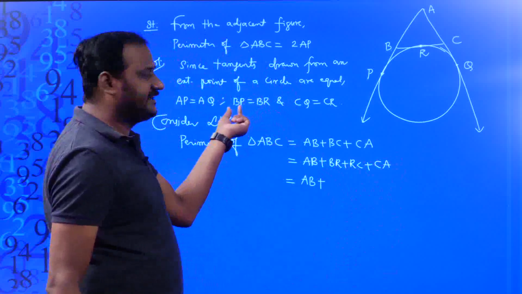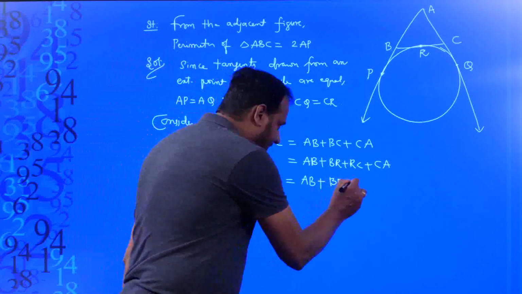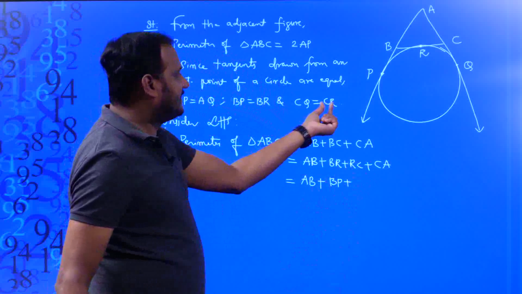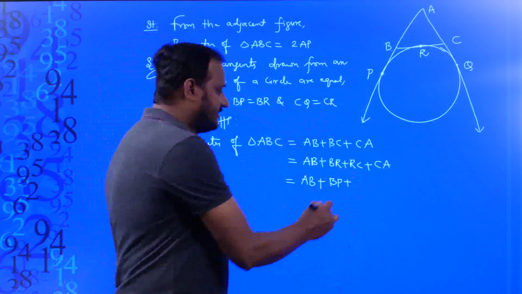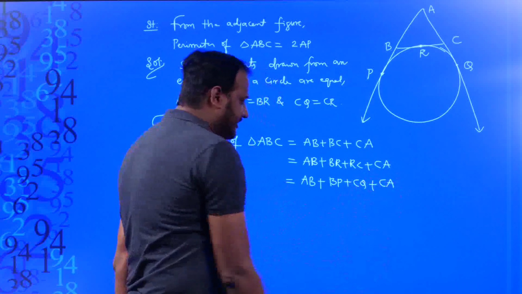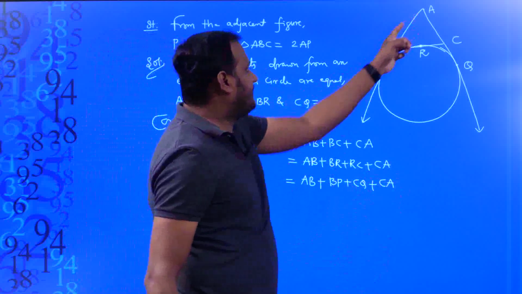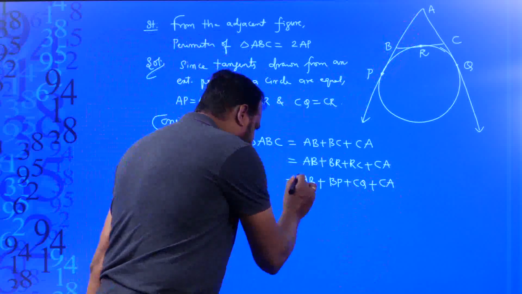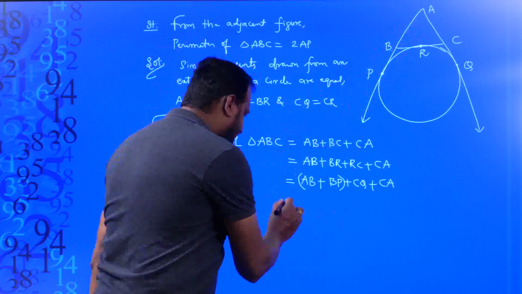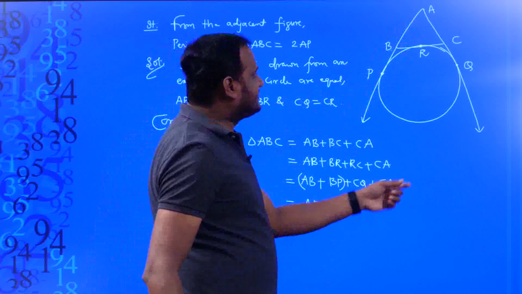Which is equal to AB is AB plus BR. Instead of BR, can I write BP, right? So which is equal to BP plus RC. So instead of RC, can I write CQ? Yes, of course, CQ, and CA is CA only. Once you observe here, this is AB plus BP. When I am taking them together, AB plus BP is going to be AP, which is equal to AP plus CQ plus CA.